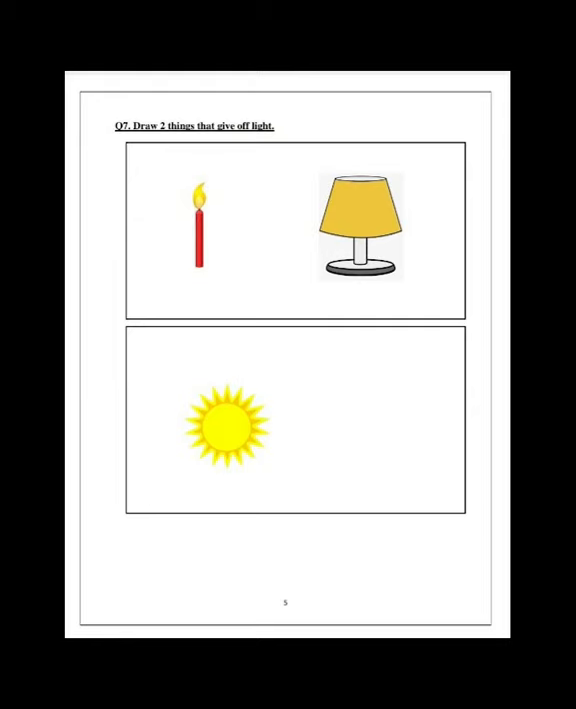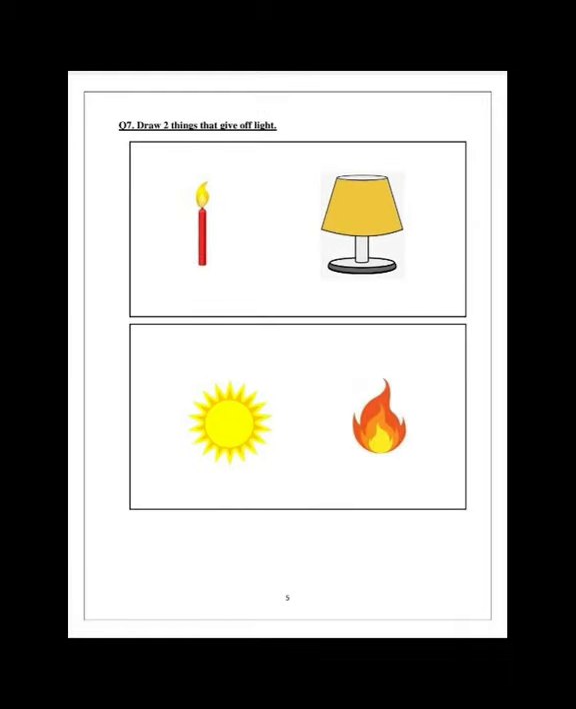One more thing which gives off light is fire. Of course, fire gives us light. In ancient times, when people did not have candles or lamps, they used fire for light. Still, some people use fire for light. Even a candle has fire which gives us light, right?